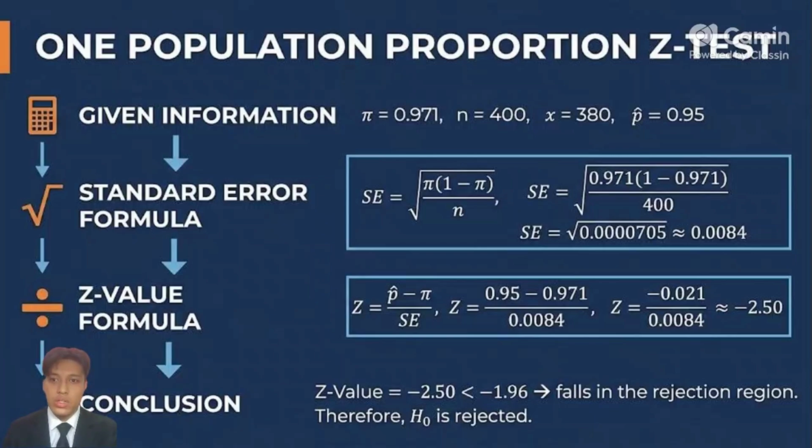Next, we compare the Z value with the critical values at the 5% significance level, negative 1.96 and positive 1.96. Since our calculated Z value is negative 2.50, which is less than negative 1.96, it falls within the rejection region. Therefore, we reject the null hypothesis.